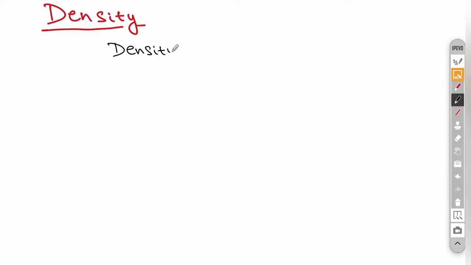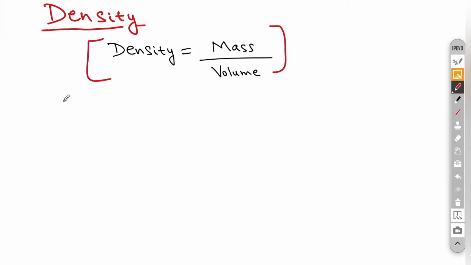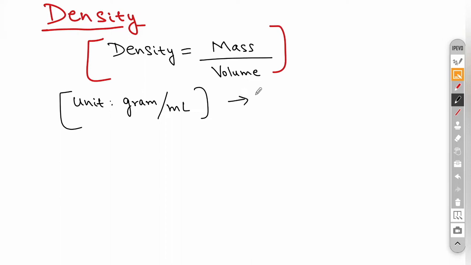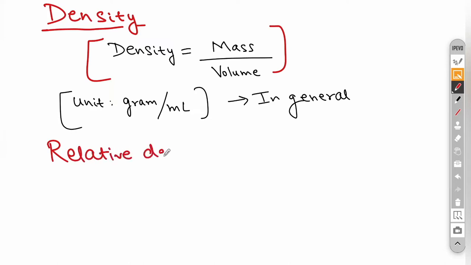Now we will talk about density. What do we mean by density? In simple terms, density is defined as mass divided by volume. The unit for density is gram per milliliter, in general. Unit can also be kilogram per liter depending on the question.